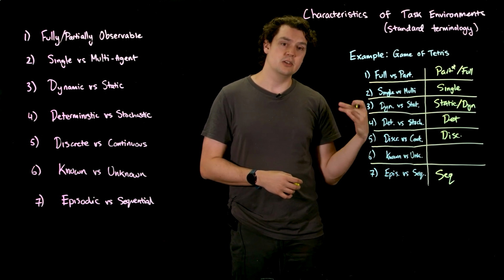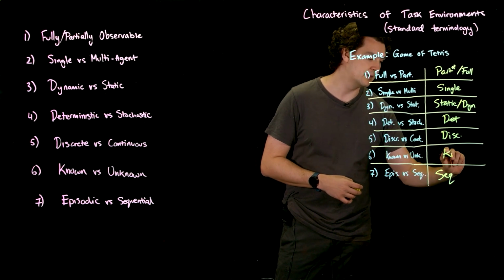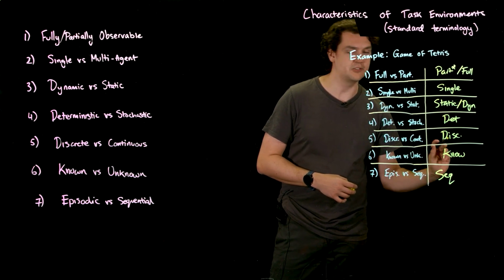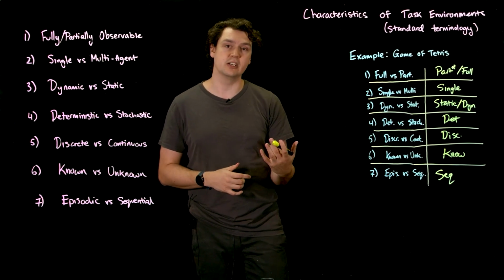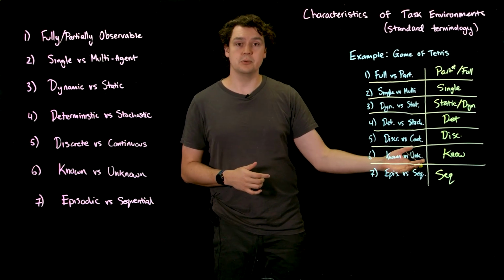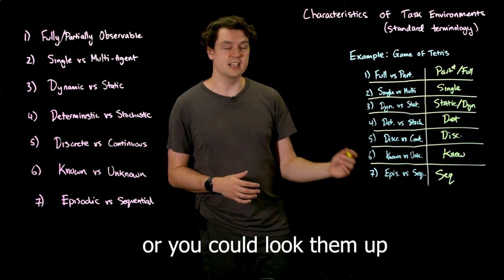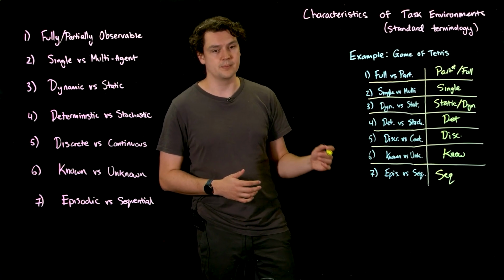Finally, there is known versus unknown. Well, you know the rules of Tetris. It's known. You know the actions available to you, you know their effects, you know the rules of the world. You know the probabilities. In a standard sense, we know the rules of the world. Tetris is a known problem.